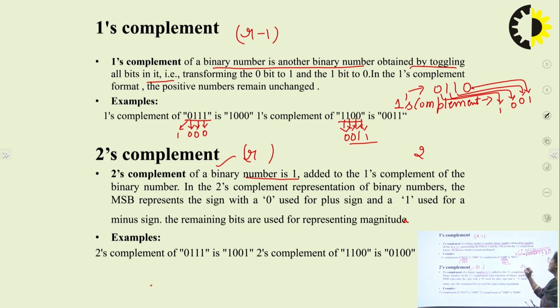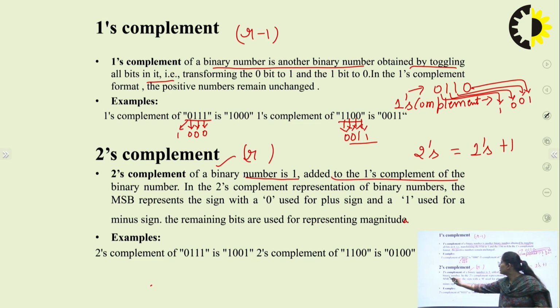So basically, 2's complement of a number is equal to 1's complement plus 1. When we add 1 to the 1's complement of a binary number, we get the 2's complement. In the 2's complement representation of a binary number, the MSB bit represents the sign.